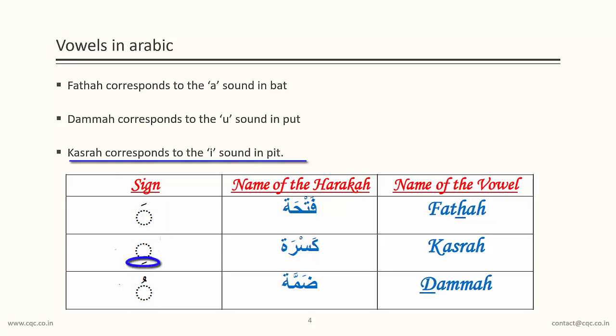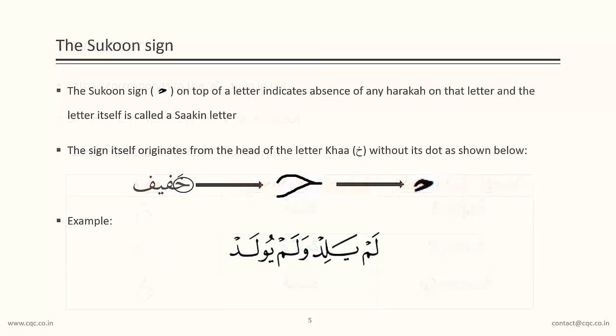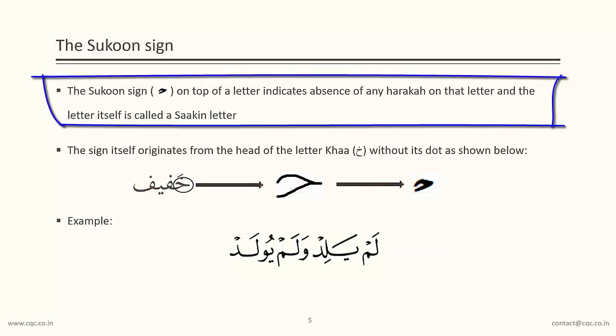So any letter which has a vowel associated to it would be called a mutaharrik letter. A voweled letter in Arabic is called a mutaharrik letter. In the Arabic language, we have a special sign called the Sukoon sign. Now this Sukoon sign, when it is present on top of a letter, indicates absence of any harakah or any vowel on that letter. And the letter itself is called a sakin letter.